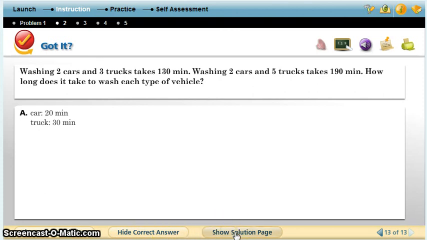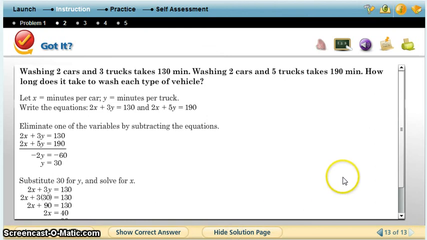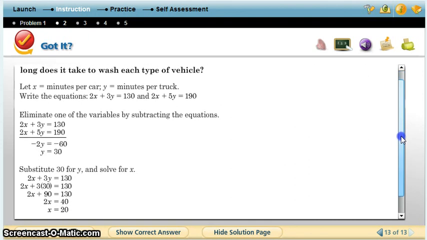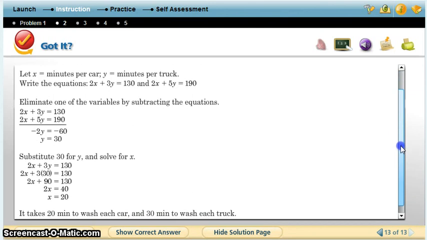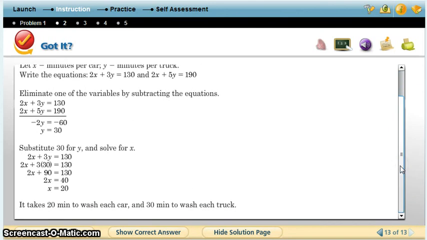And for your solution page, so that you can see maybe what you missed, this is them writing out the 2 equations. X is your minutes per car and Y was the minutes per truck. Now we're going to eliminate one of the variables, and for this problem, eliminating the 2x was the easiest. And so you can see down through there how they solved that system of equations.